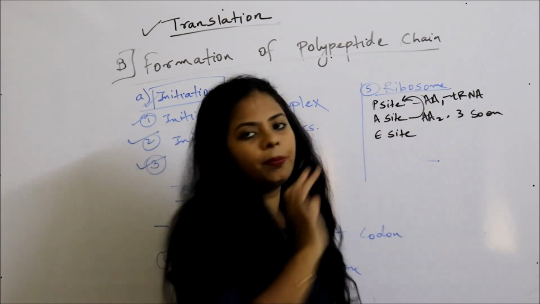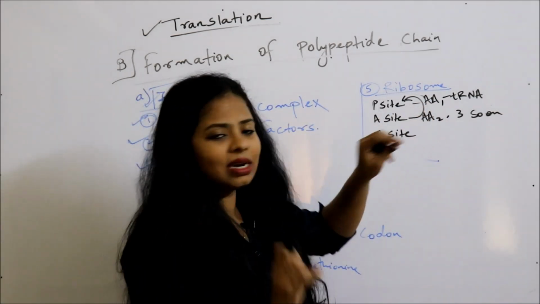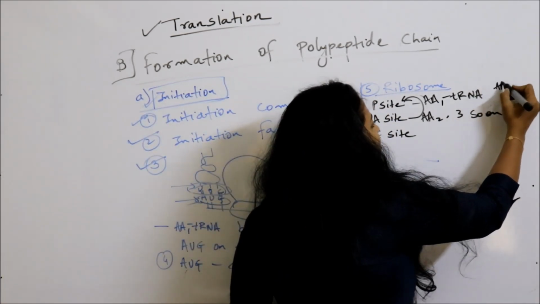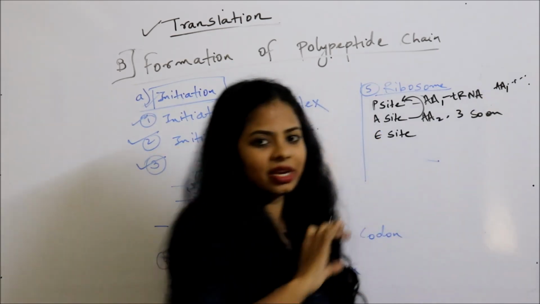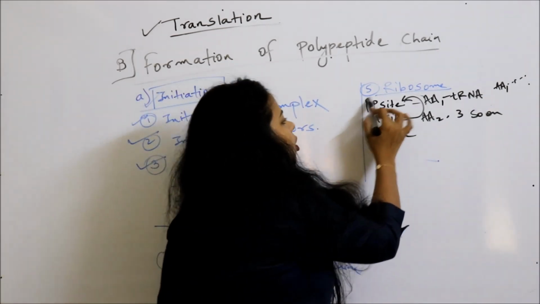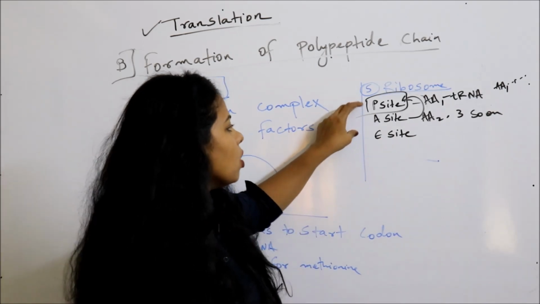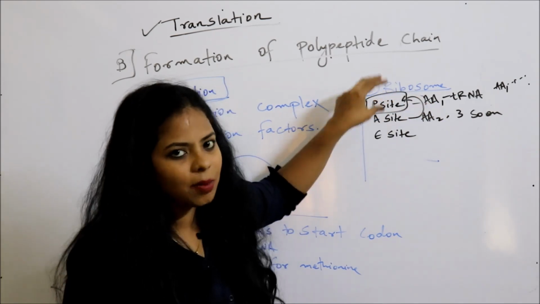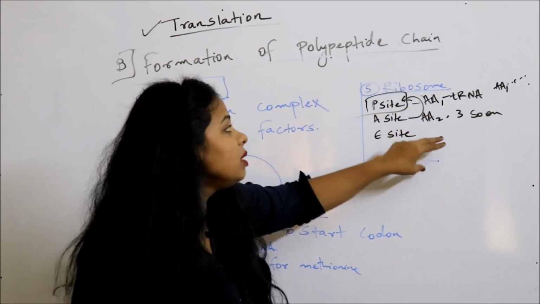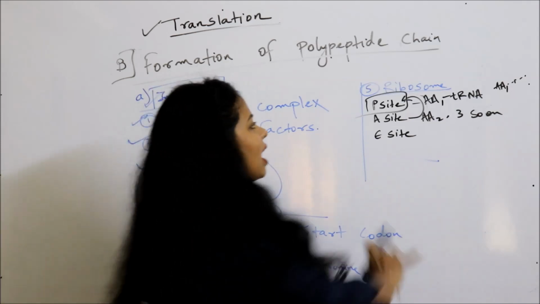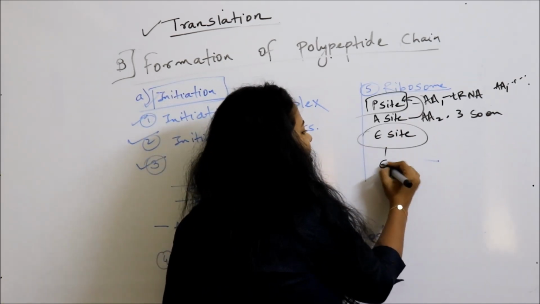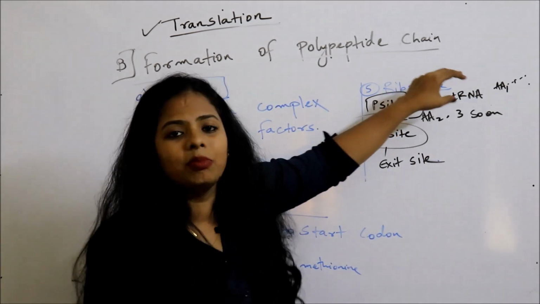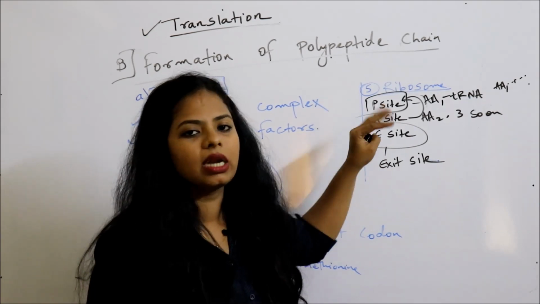and then they can shift to P. Once they release the amino acid at the P site, there is formation of AA1, AA2 and so on. The polypeptide chain is formed here at the P site, and the exit site is the site where the tRNA, having released its amino acid at the P site, leaves. The empty tRNA will leave the entire ribosome from the E site, that is the exit site.